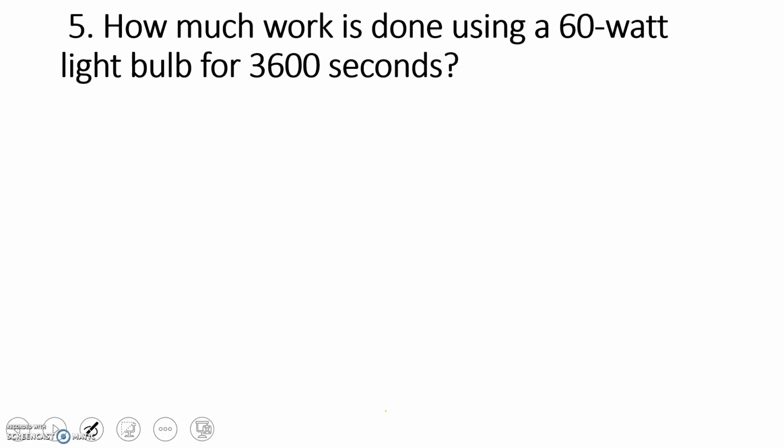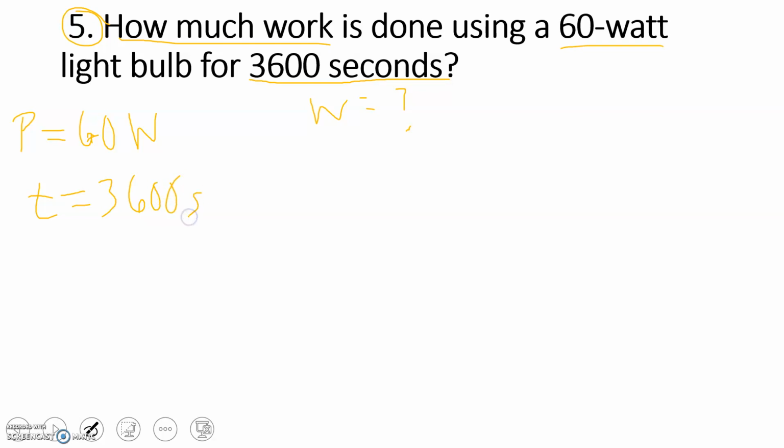All right, number 5. We're looking at number 5 now. How much work, so another how much work, so we're really looking for work now, is done using a 60 watt light bulb. So 60 watt, that's power. Power is measured in watts. So 60 watt light bulb for 3,600 seconds. So the time is 3,600 seconds.